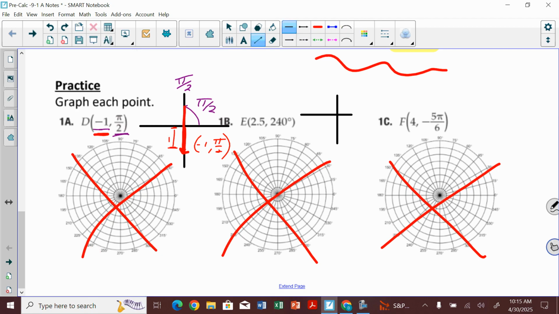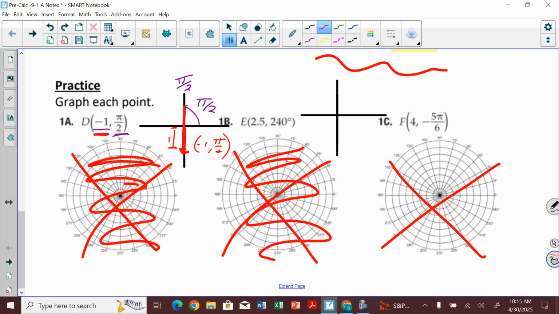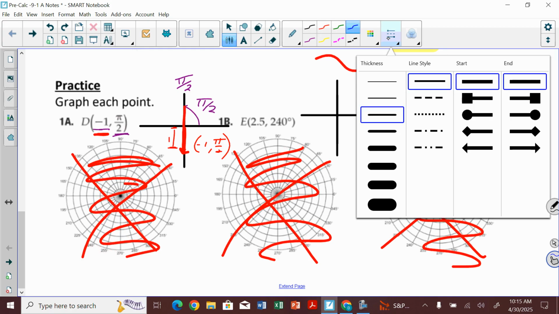I'm going to go on to this one. We'll say 2.5 and 240. I'm just going to scribble these out a little bit more, just so we know we're not really messing with these right now. We will on the next page. But 2.5 and 240.